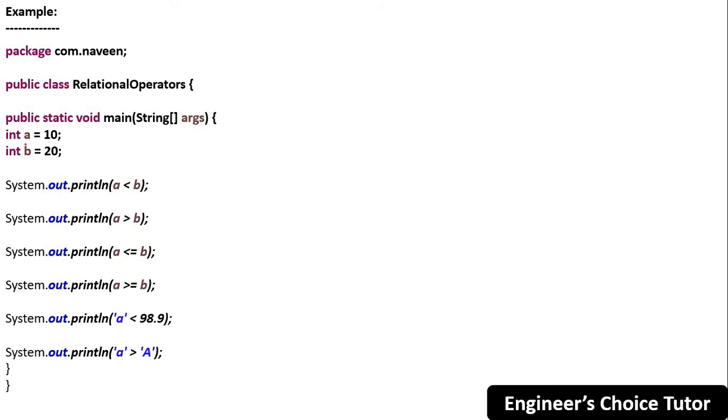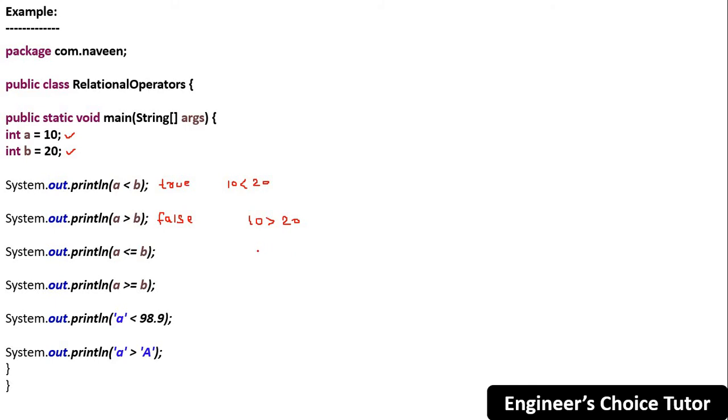So int a is equal to 10, int b is equal to 20. a is smaller than b, a less than b means 10 less than 20. Yeah, it's true. So you will get what? True as output here, a boolean value. Next, a greater than b means 10 greater than 20. Is 10 greater than 20? No. So you will get what? False here.